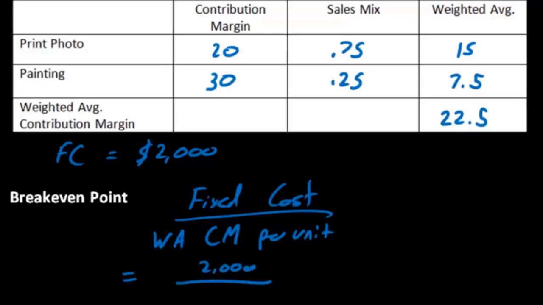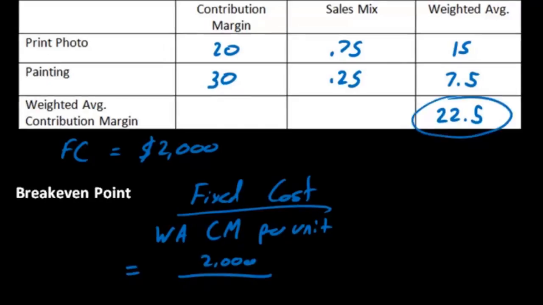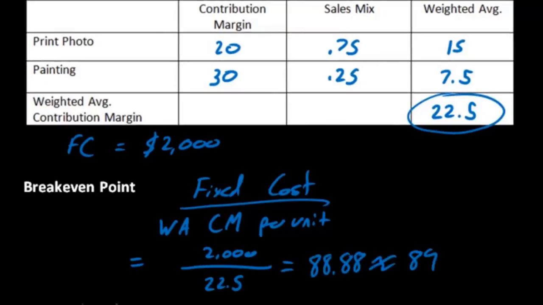And we work this out. Our fixed cost is 2,000 and our weighted average contribution margin per unit is 22.5. And that gives us 88.88, and we can approximately round that off to 89 units because we are not going to have 88.8 units. So we are just going to say 89 units. So we need to sell 89 units to break even.